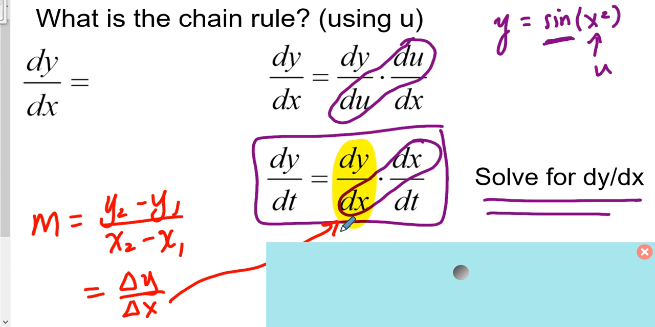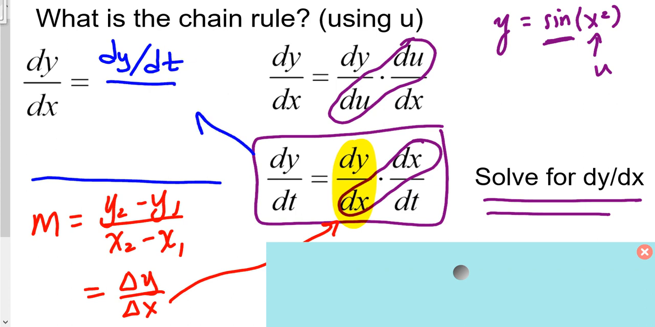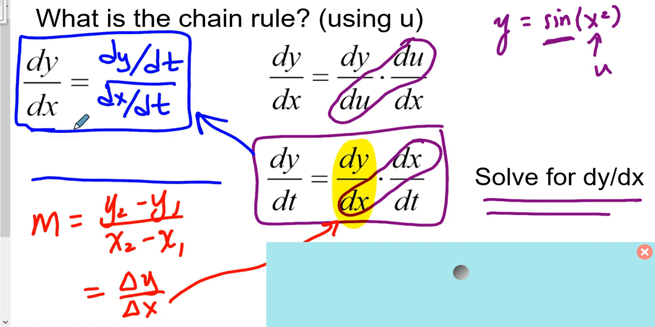If we isolate for the dy dx, wow, I'm writing all over the place. If we isolate for the dy dx, we're going to have dy dt divided by dx dt. And that's how you find slope, staying in parametrics without going over to the Cartesian life.